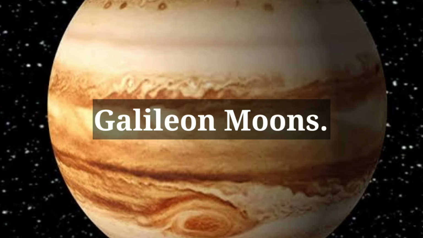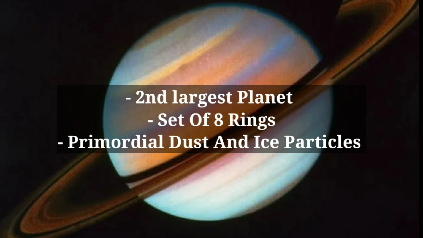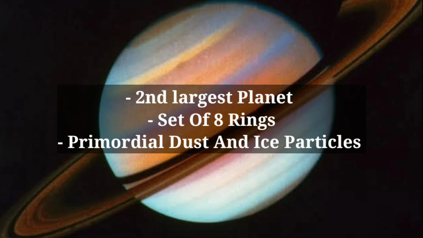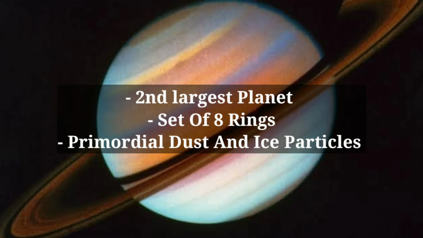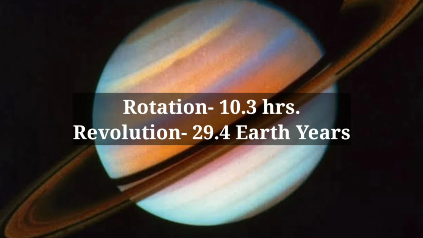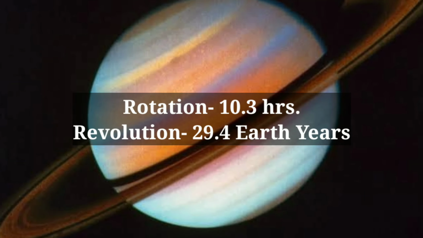Now let us discuss Saturn. It is the second largest planet and is surrounded by a set of 8 rings which are made up of primordial dust and ice particles. Rotation of Saturn is 10.3 hours. Revolution is 29.4 Earth years.